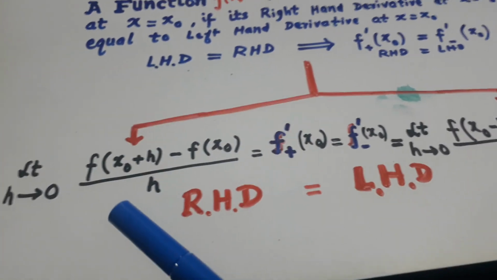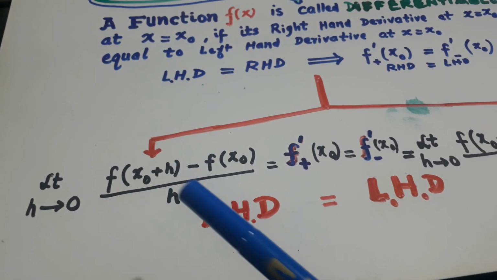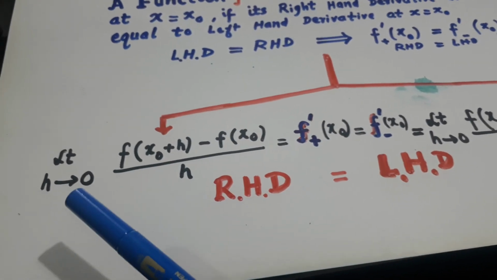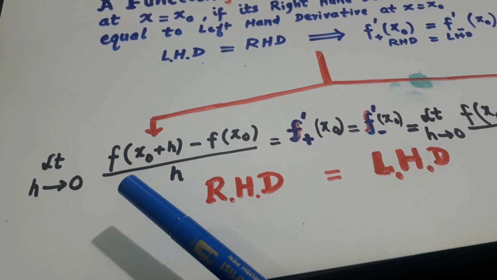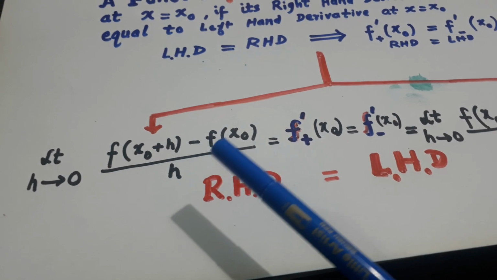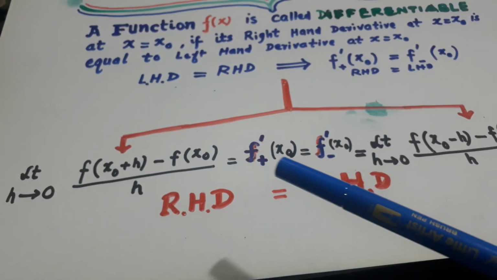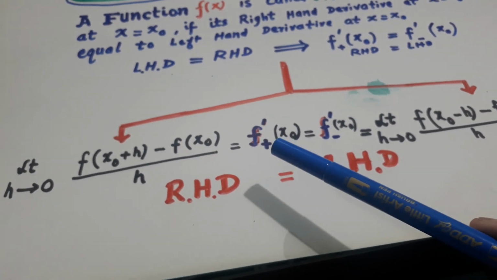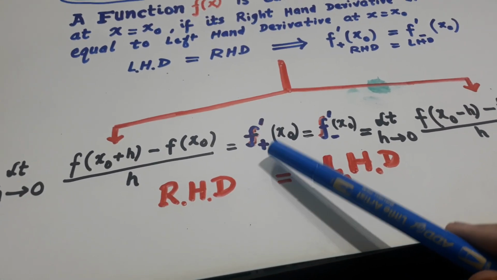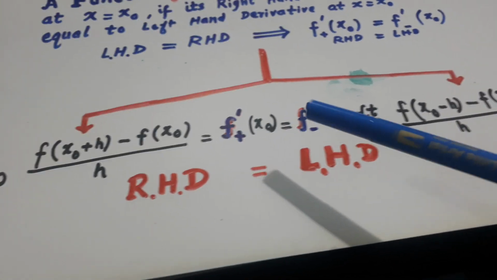If you want to find the right hand derivative you will be using plus. So it will be limit h goes to 0, f(x0 + h) minus f(x0) over h, and since it is the right hand derivative we are adding, so the plus sign will be there. So it is f dash plus x0.